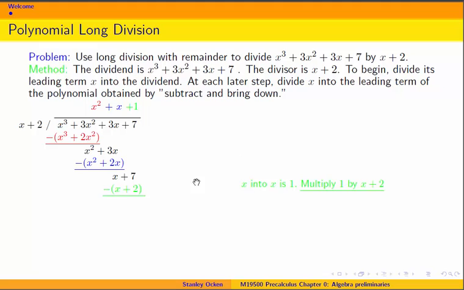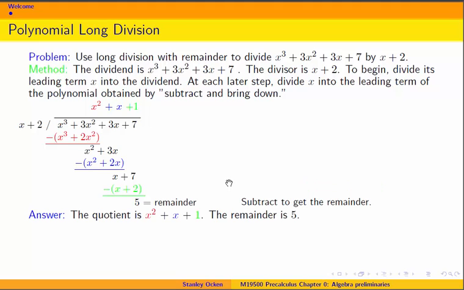X into x is 1. Check your answer. 1 times x plus 2 is x plus 2, and subtract. So what this means is that we tried to divide this long dividend by this x plus 2 divisor. We got x squared plus x plus 1, but when we checked to see if our answer times the divisor is x cubed plus 3x squared plus 3x plus 7, we were off by 5. That's what's left over because you can no longer divide x into a constant. So what's left over is called the remainder. The answer is that the quotient is x squared plus x plus 1 with remainder 5.